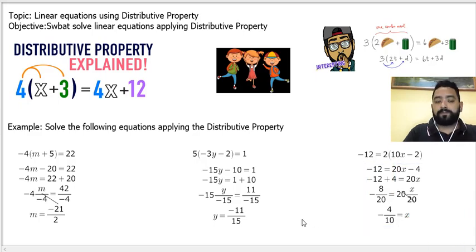So remember, to solve linear equations with the distributive property, you have to apply this example. You have to arrange the variables, and you have to arrange the constants. And then you follow the process of a simple linear equation.